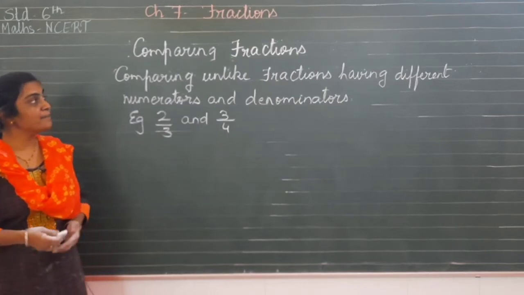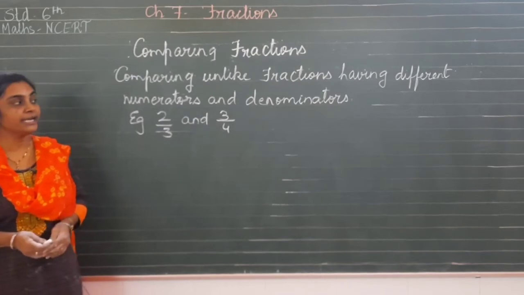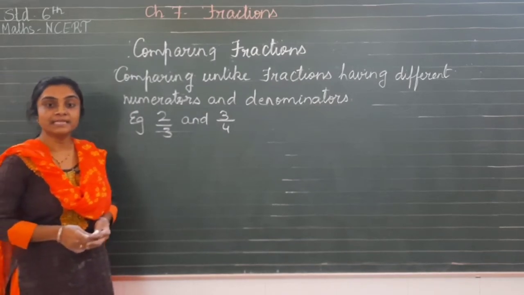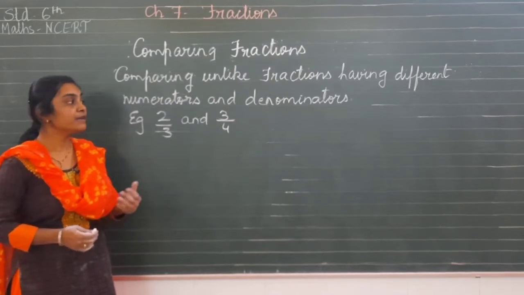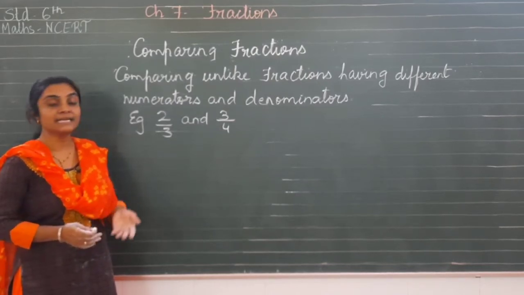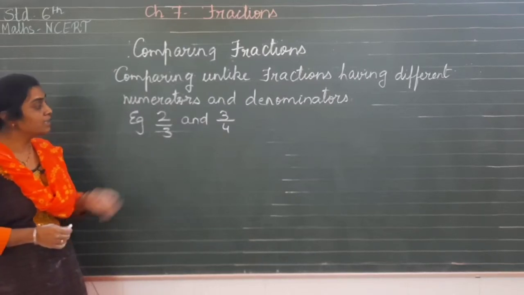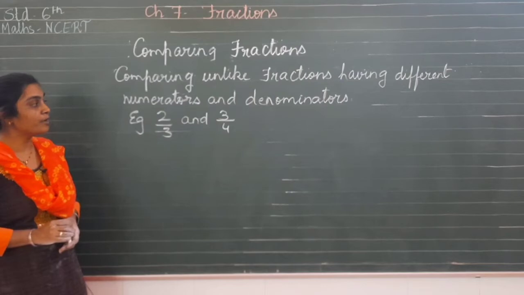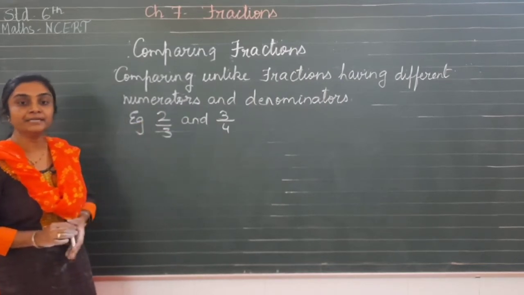Now let us see comparing the unlike fractions having different numerators and denominators. We have previously seen comparing the unlike fractions having the same numerator. Now here we will see the numerators and denominators both are different. So let us have a look at one example. 2 upon 3 and 3 upon 4. They are unlike fractions with both the numerators and denominators different.